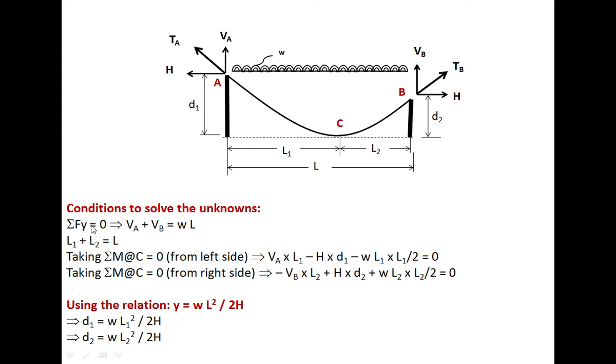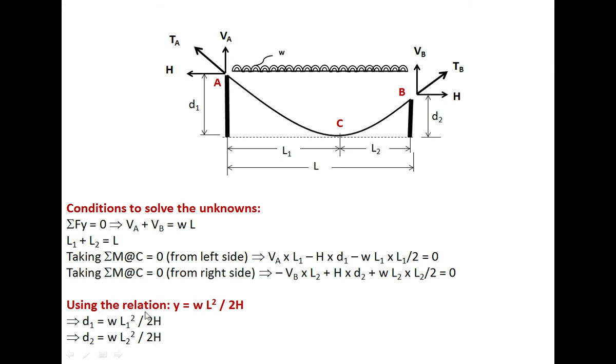One of the conditions is sigma Fy = 0, that is VA plus VB is equal to W into L, the total downward load, number one. L1 and L2 are the location of the lowest point from either support. However, the total length is going to be L, so this is another relationship. We can use it to solve the problem, taking moment at C from the left hand side, and the same can be taken from the right hand side also to find a few unknowns.